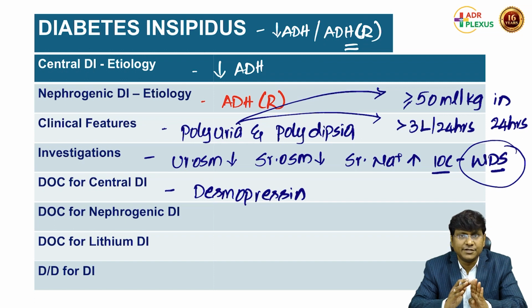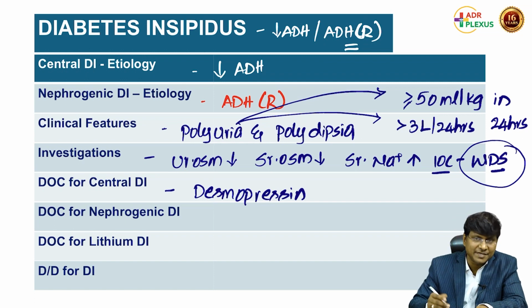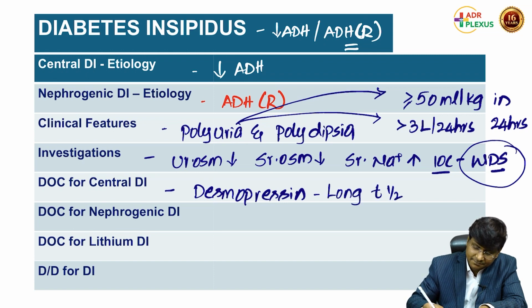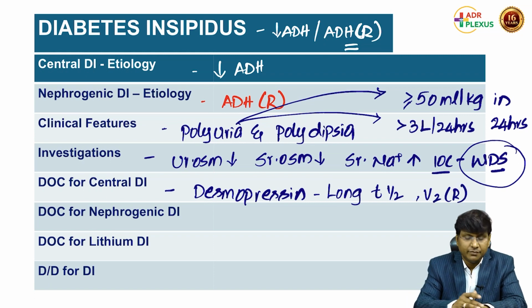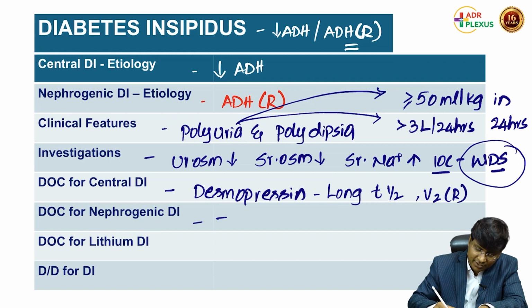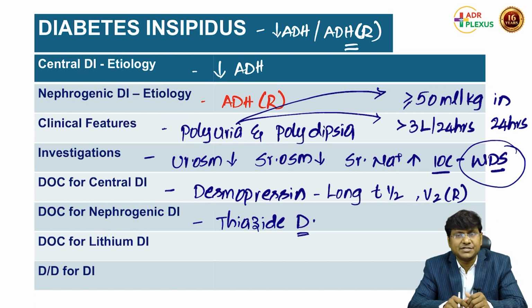even the oral formulation. And why is it that we give desmopressin over vasopressin? Desmopressin has a long half-life, and it has selective V2 receptor action. Whereas in nephrogenic diabetes insipidus, the drug of choice is the thiazide diuretics. Okay, and these thiazide diuretics include hydrochlorothiazide, right?